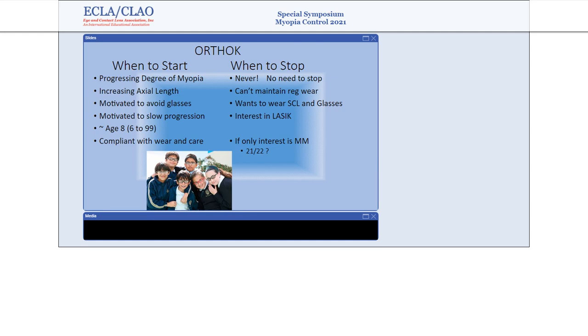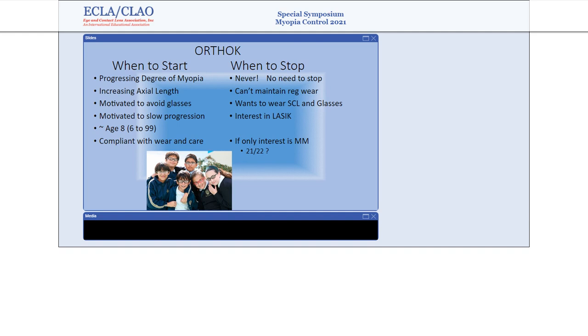So a lot of questions that people always ask on OrthoK is when should I start? When should I stop? I think the starting point should be basically if you see a kid who's progressing in myopia, increasing axial length, the patients who are motivated to really avoid wearing glasses. Age is not a huge factor, but it can be a factor. And kids that are just going to really be compliant with their care.